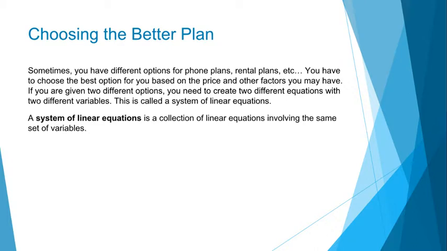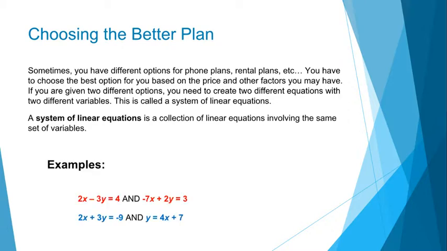So here are some examples. We have 2 systems of equations written down here. We have 2x minus 3y equals 4 and negative 7x plus 2y equals 3. Then the second one we have is 2x plus 3y equals negative 9 and y equals 4x plus 7. So those are systems of linear equations that we can solve.